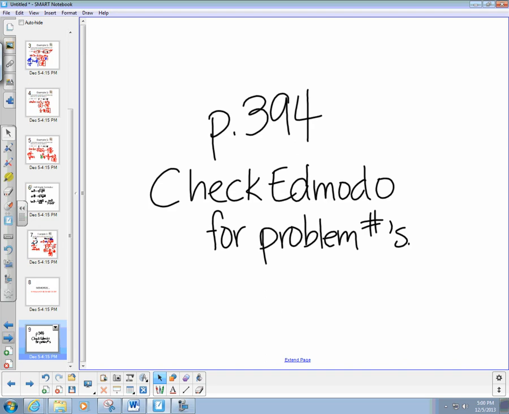After taking these notes, you should be able to complete your problems on page 394, and you should check Edmodo for the problem numbers and for the due dates. Be sure to ask me questions in class about any of the steps that you were not sure about, and make sure you have all the notes written down.